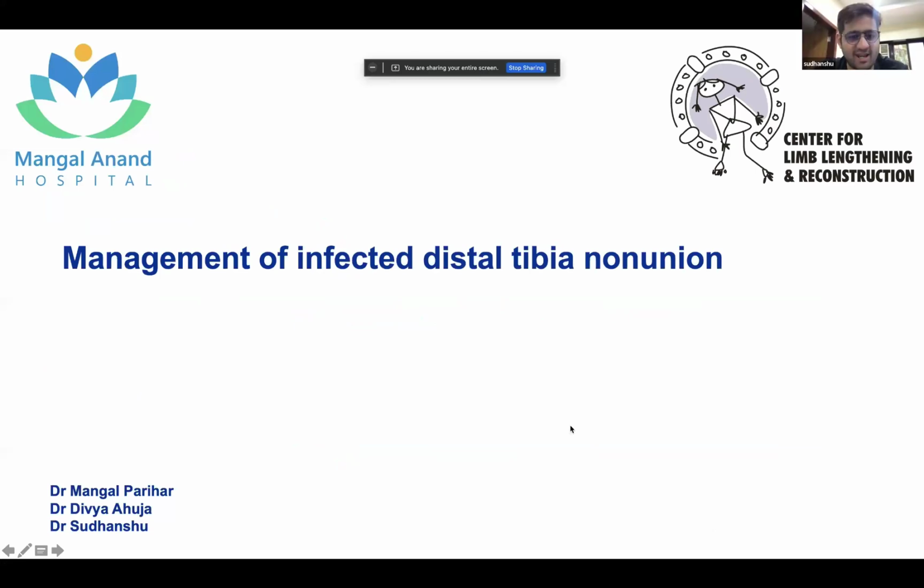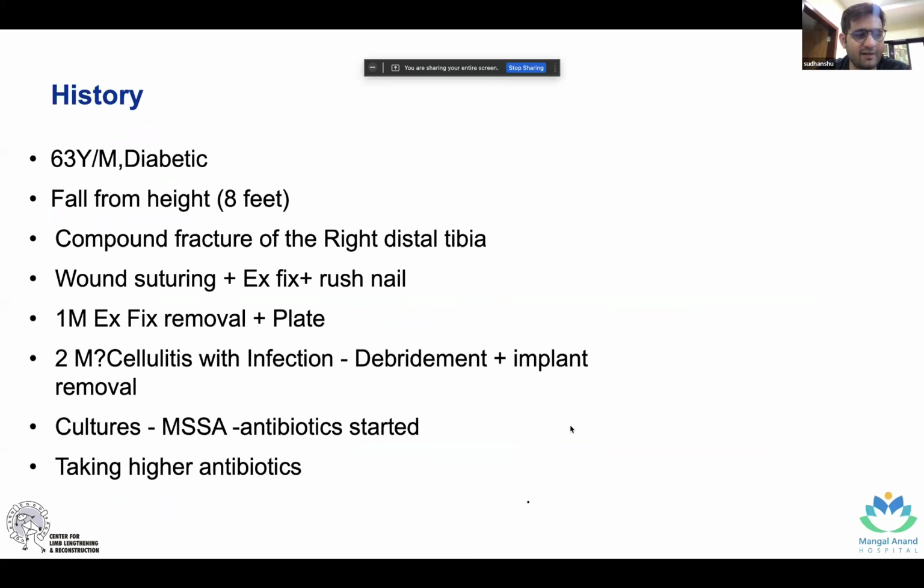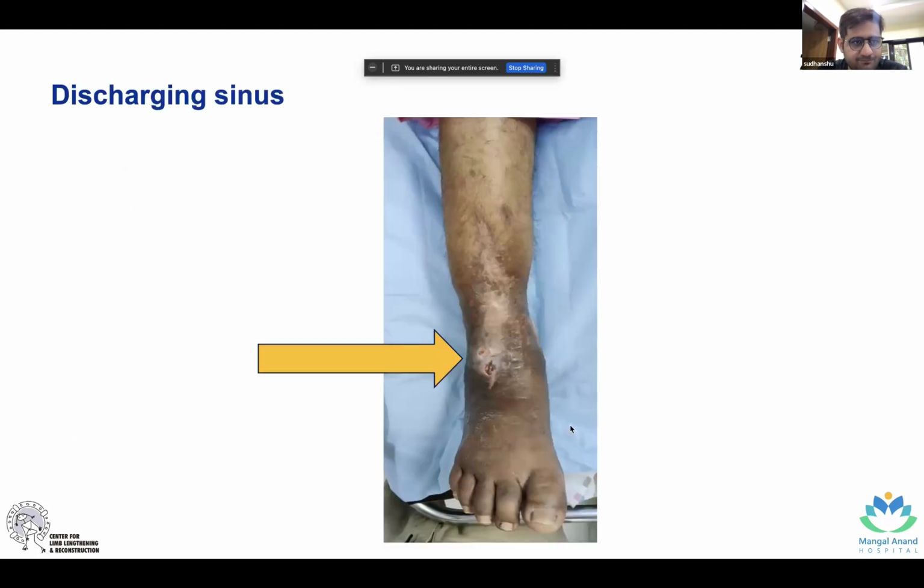Good morning, everyone. I'm sharing a case of management of infected distal tibia non-union. So we had a 63-year-old male who was diabetic, had a fall from height, and sustained a compound fracture of the right distal tibia, which was managed initially with wound suturing, an external fixation, and a rush nail to the fibula. One month later, the fixator was removed and plating was done. Two months after that, the patient developed cellulitis with infection, for which debridement and implant removal was done. The culture showed MSSA, for which antibiotics were started.